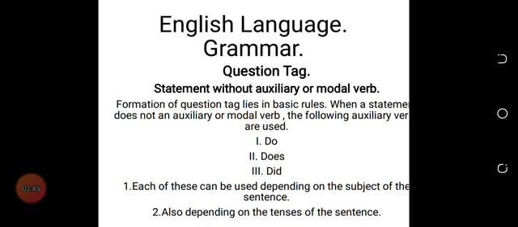Okay, so I'll take you through some of the features of the declarative statement. But before that, I believe we all know what the question tag is, and we can write the question tag for a statement. So we define a question tag to be a grammatical structure in which a declarative or imperative statement is turned into a question by adding an interrogative fragment.